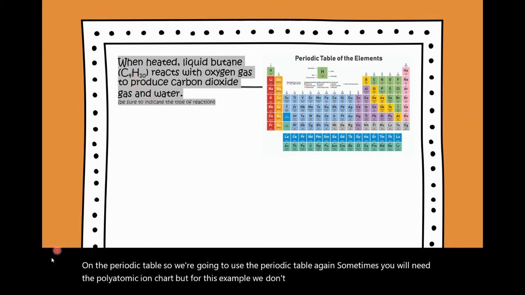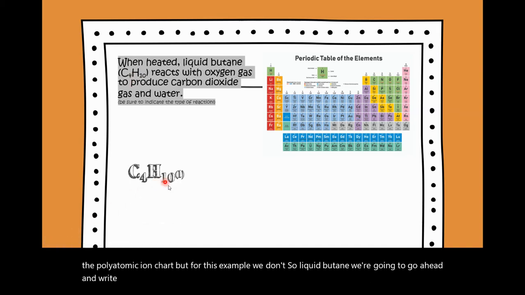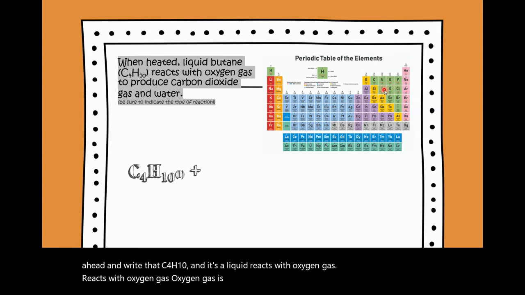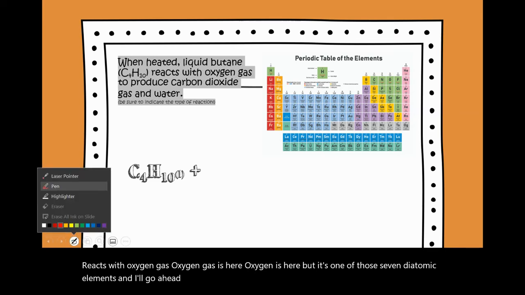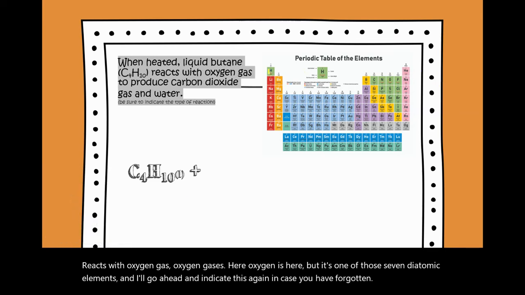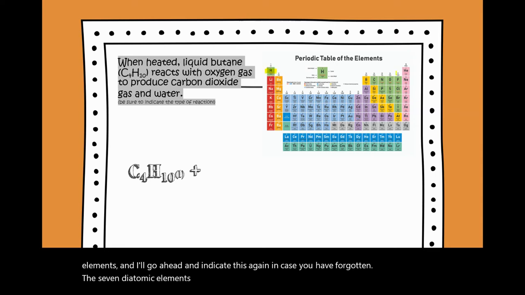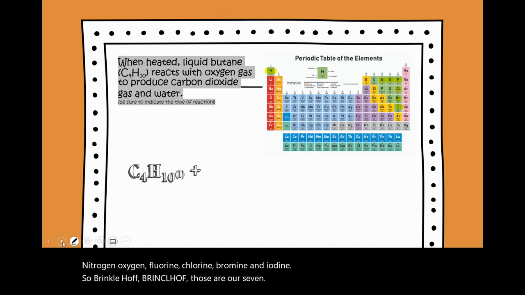So liquid butane, we're going to go ahead and write that. C4H10, and it's a liquid, reacts with oxygen gas. Oxygen is here, but it's one of those 7 diatomic elements, and I'll go ahead and indicate this again in case you have forgotten. The 7 diatomic elements are hydrogen, nitrogen, oxygen, fluorine, chlorine, bromine, and iodine. So Brinclhof. Those are our 7.